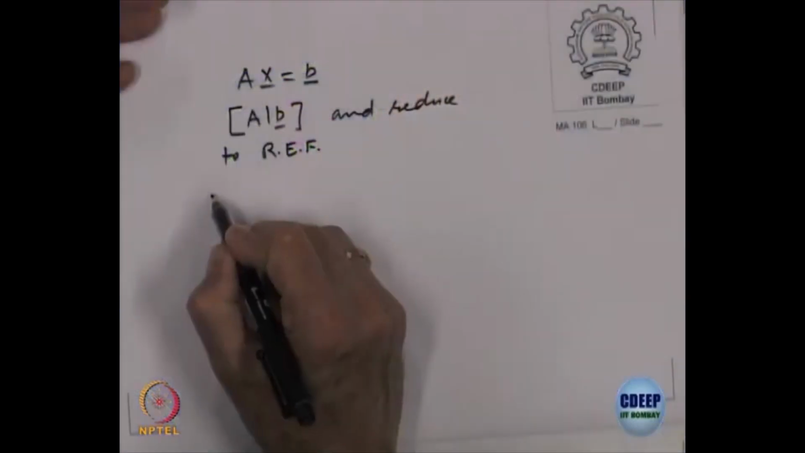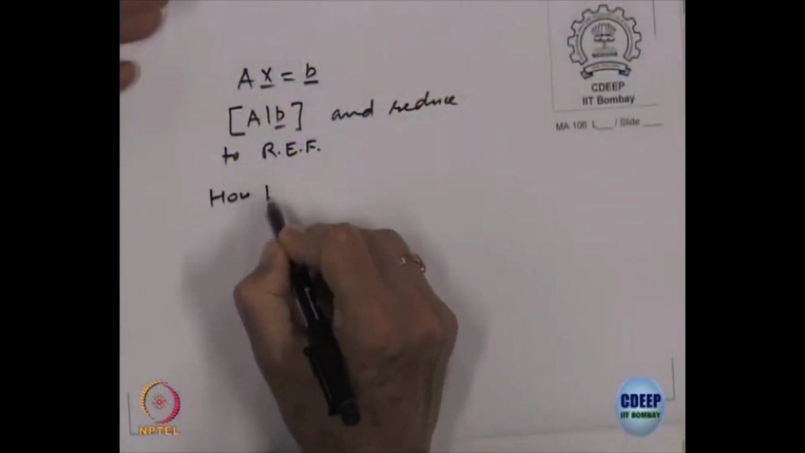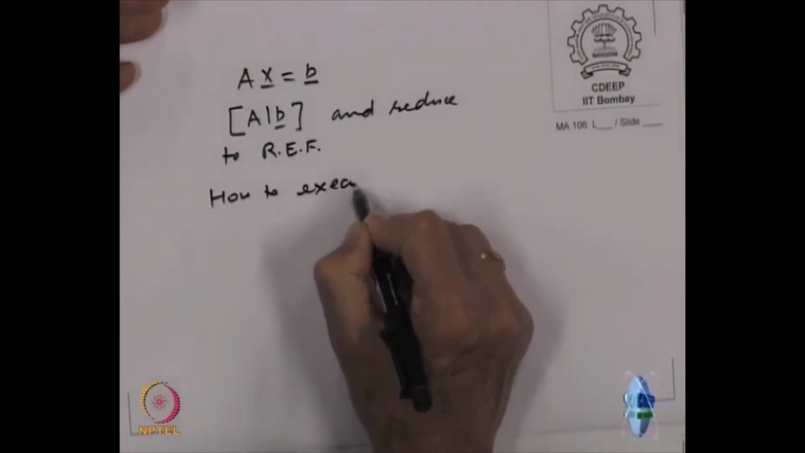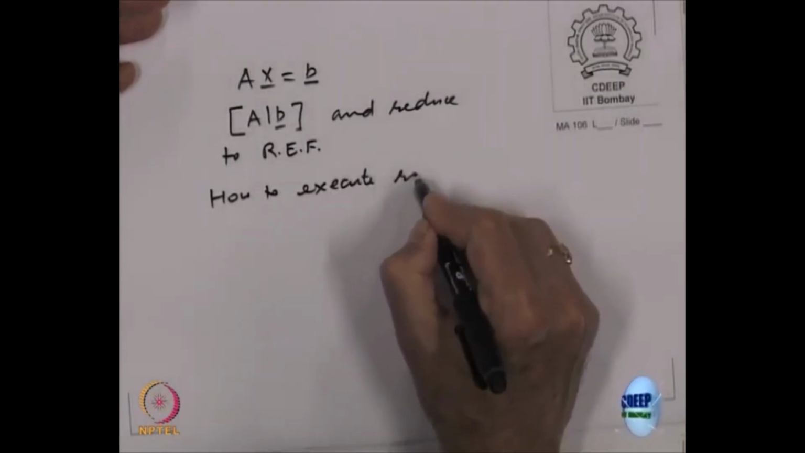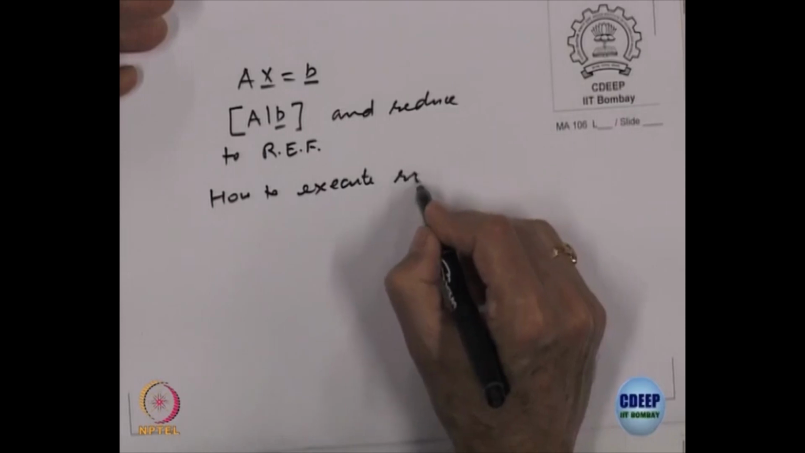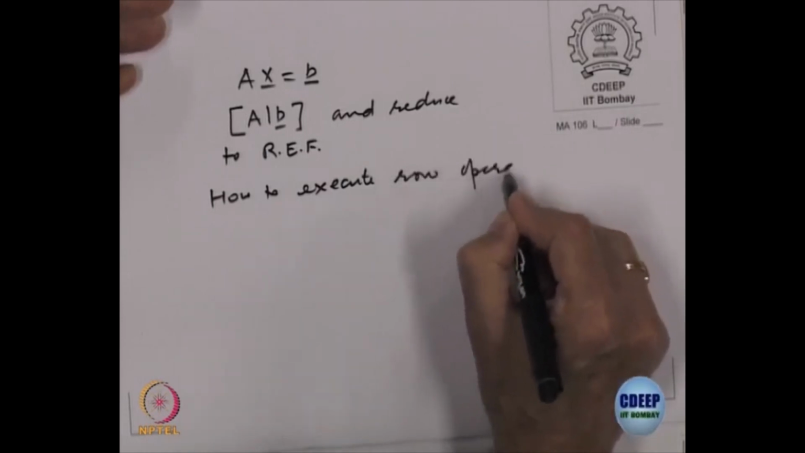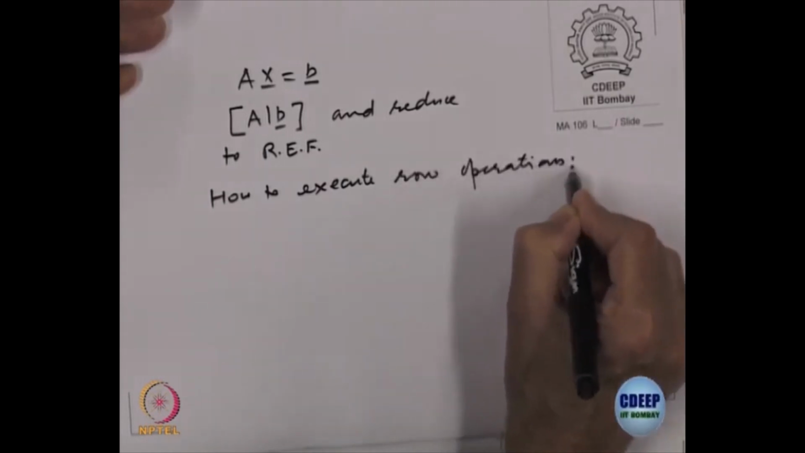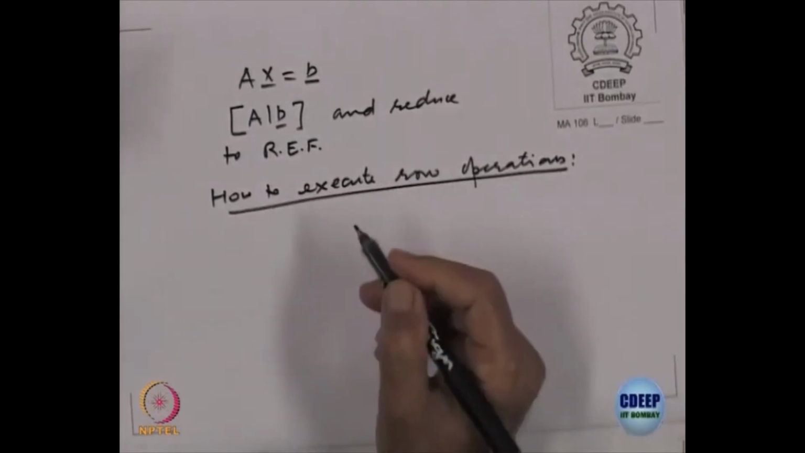So, let us see how we do it. Let us see how to execute row operations. That is what we want to understand.